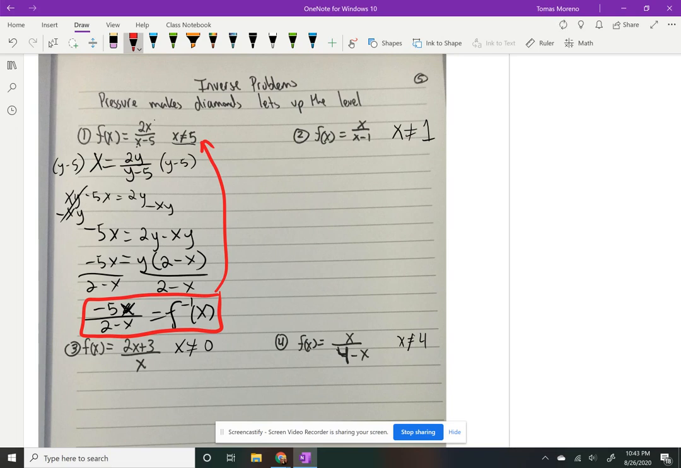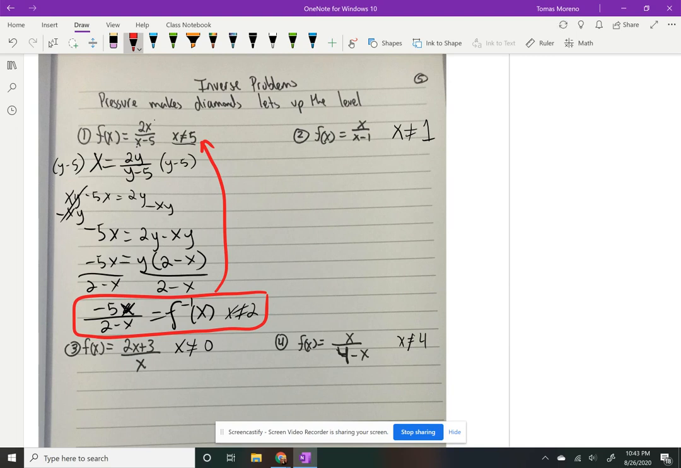But hold the phone. Notice this has a denominator. So we have to include something like this. I'm going to include it right here: x cannot be 2. Because if it's 2, then the denominator becomes 0, and we cannot have that. It is not a function, okay?